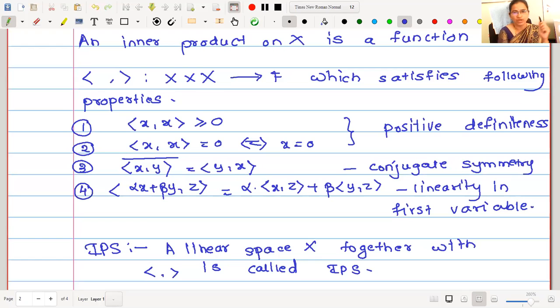If the underlying field is the real field, then this is known as a real inner product space. If the underlying field is the complex field, then this is known as a complex inner product space. And the inner product of two vectors is a scalar.